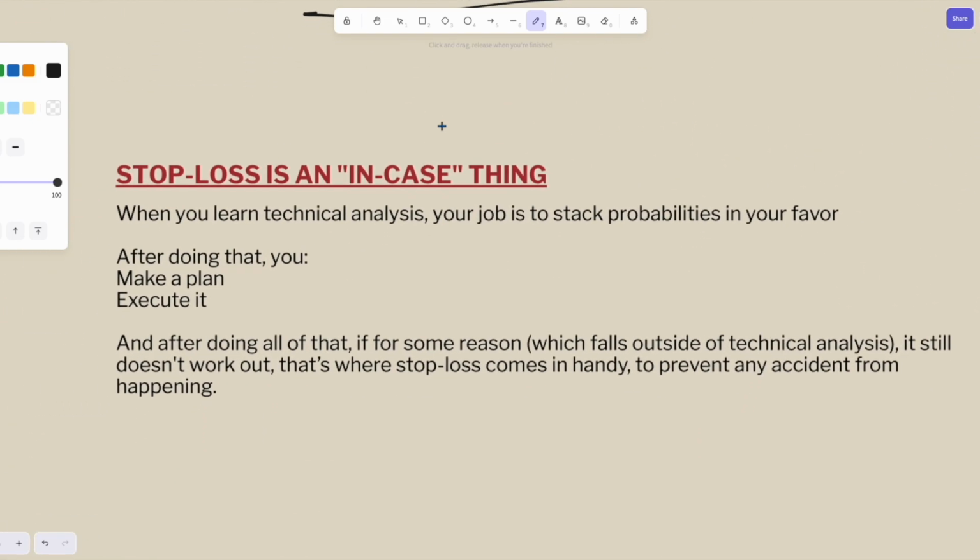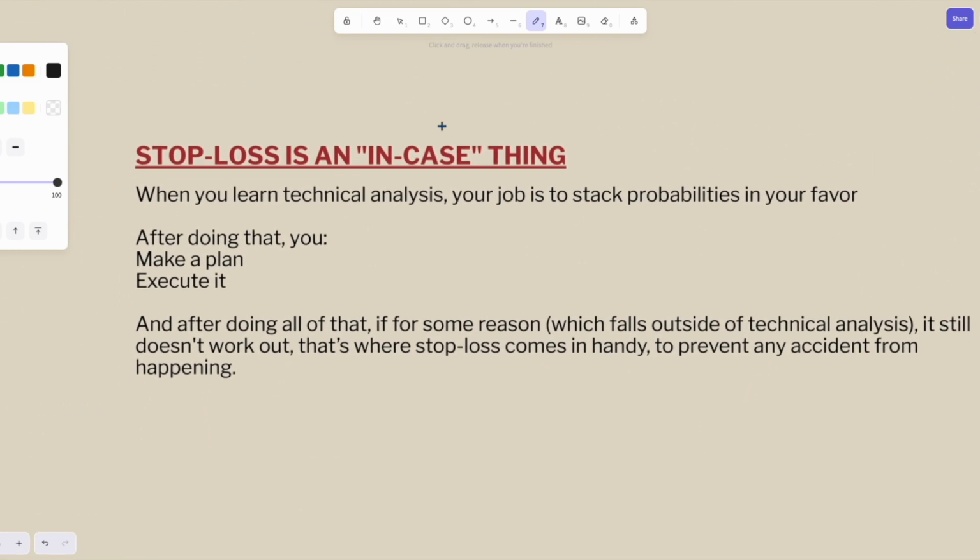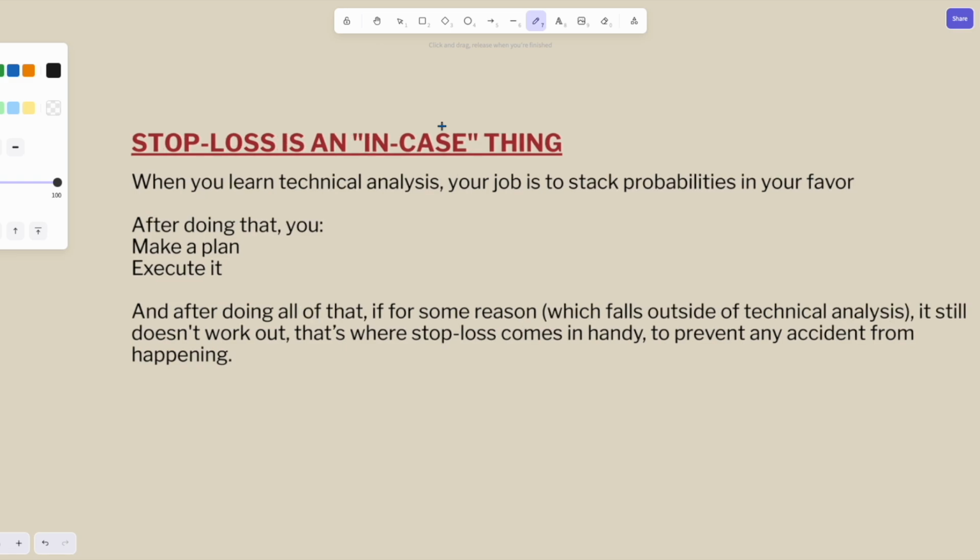Now, let's talk about what exactly stop loss is. Nobody talks about it. I'll tell you. When you learn technical analysis, your job is simply to stack the probabilities in your favor. Once you perform technical analysis on a stock, you have stacked the probabilities. Now you simply make a plan: this is where I'll buy, this is how much I'll buy, this is where we will be looking to sell.